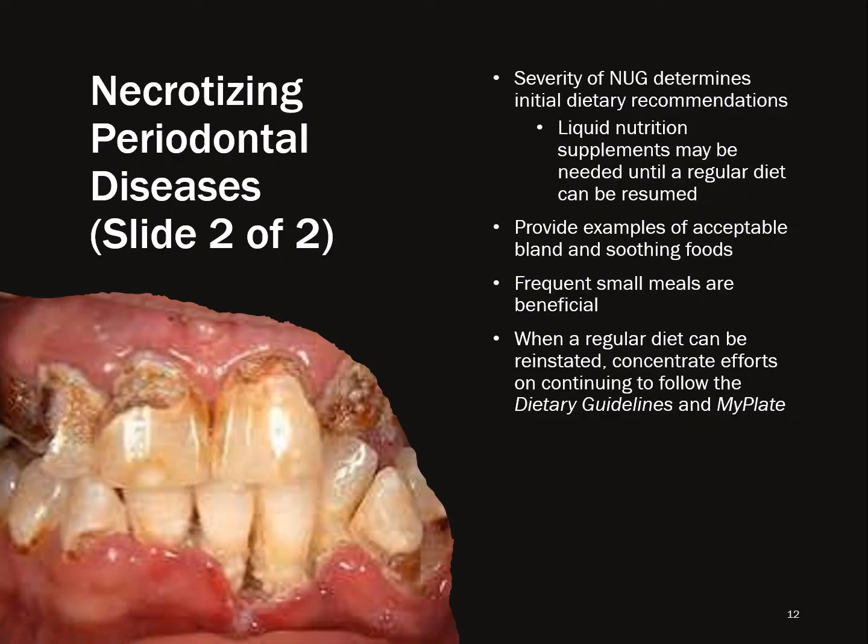As far as the recommendation from a nutritional standpoint when someone is suffering from NUG or NUP, we're going to probably recommend that they have either a very soft diet or a completely liquid diet, just until they're able to get into a healthier state. A good idea would be to provide examples of bland food and soothing food. And those are on page 374 in your book. It's box 19.4. This is where it talks about a bland diet.